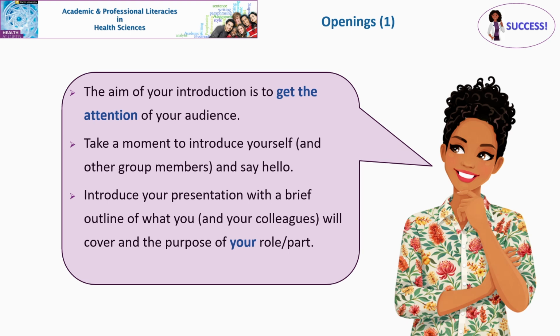Let's now think about the openings. So, the aim of your introduction, of your opening, is to get the attention of your audience. Make sure you introduce yourself and the other group members, and introduce your presentation with a brief outline of what you and your colleagues will cover during the presentation. You can also tell the audience what your role is in this presentation.